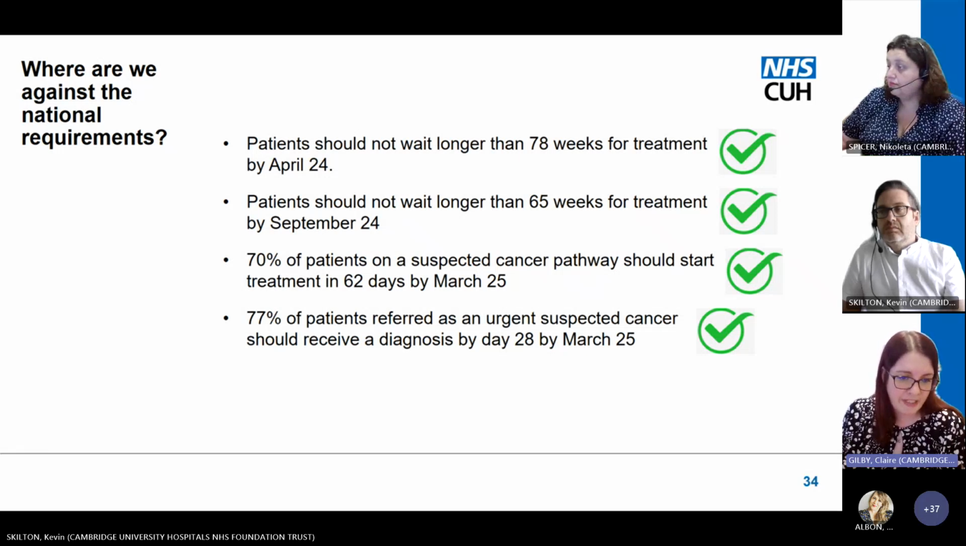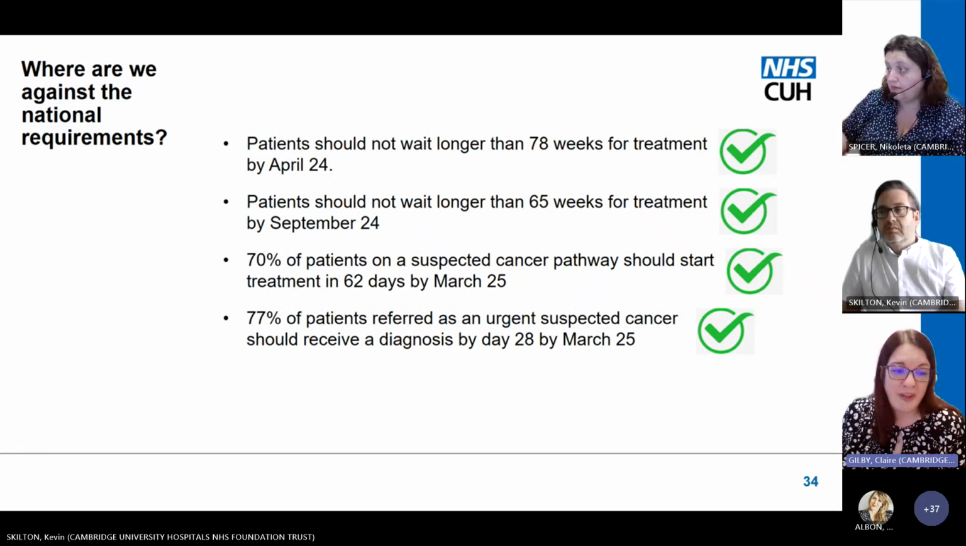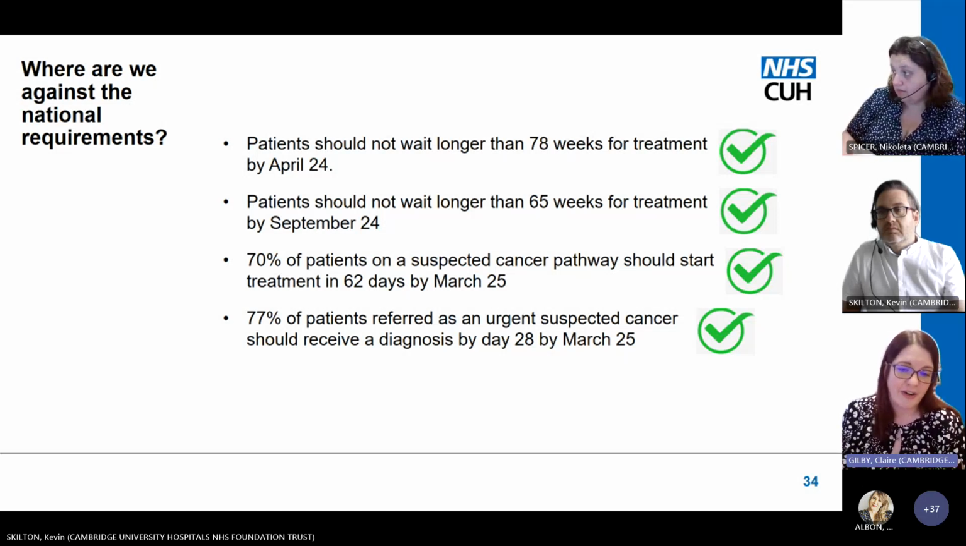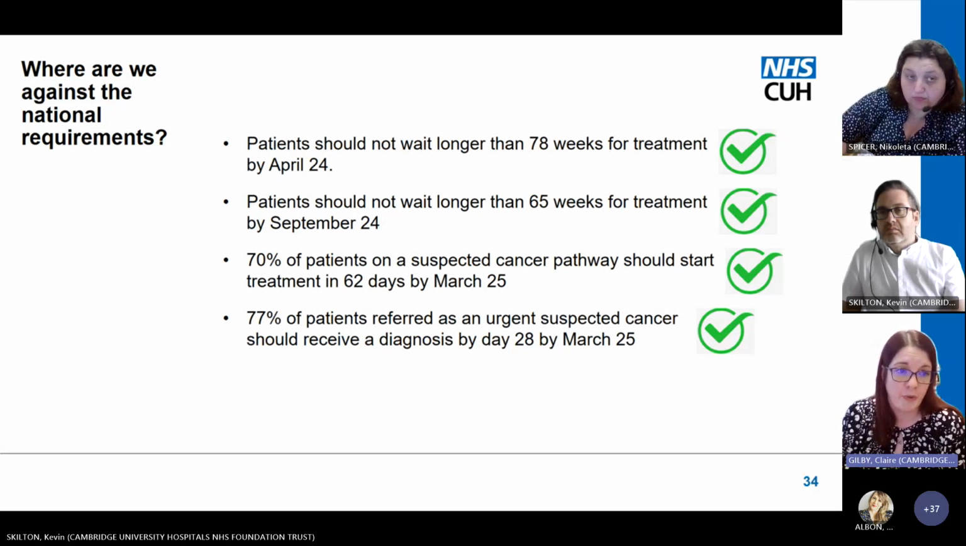We've said that 70% of patients on a suspected cancer pathway should start treatment in 62 days, and that's by March 25. We've actually achieved that since October 23. So again, we're well ahead of that, which is fantastic. The national target still remains 85%, but nationally just even getting back near that mark is a big challenge for lots of other hospitals. We've got hospitals in the east of England who are at 30%, 40%, so we are doing amazingly well.